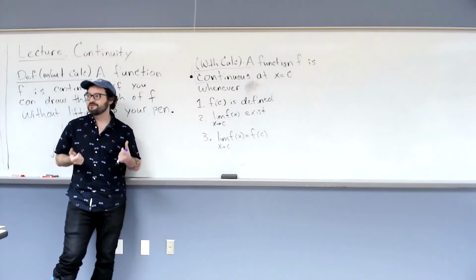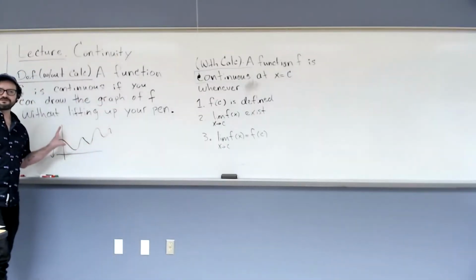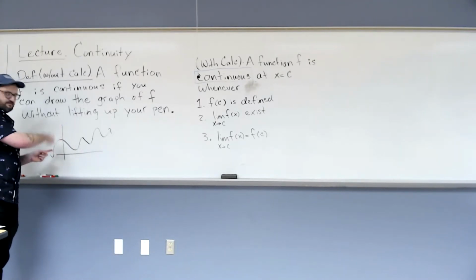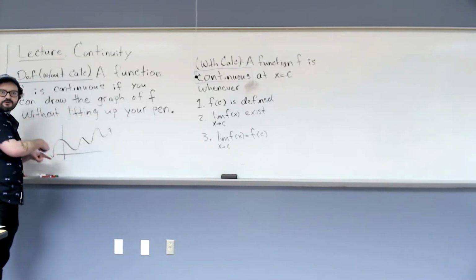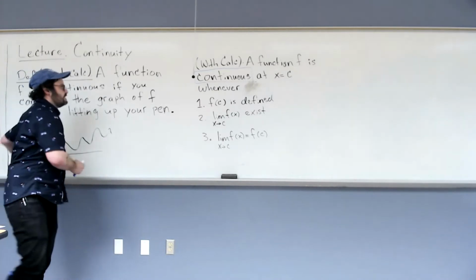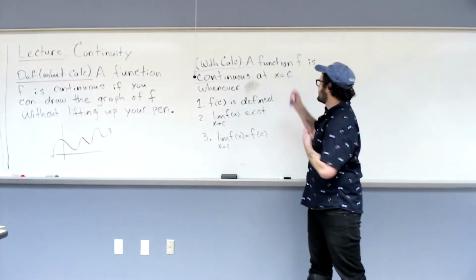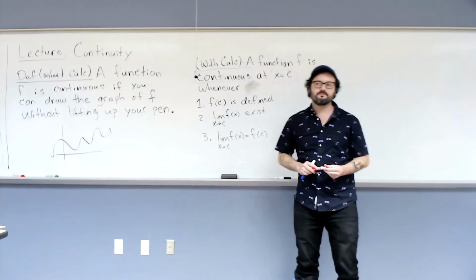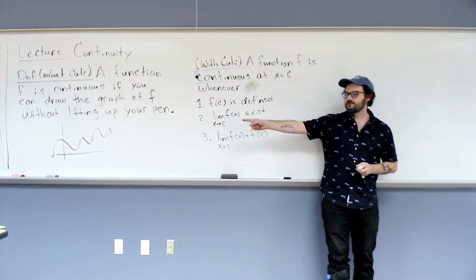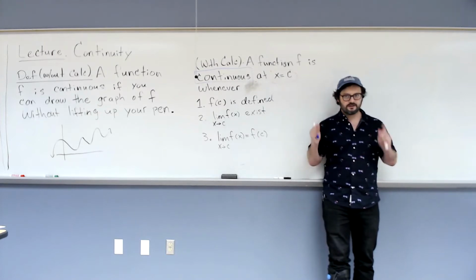Now notice that there is a difference between this definition of continuity and this definition of continuity. The main difference is that this one is kind of looking all over the place. It's like drawing the graph over some interval. Whereas this definition is saying a function is continuous at a point. That's a very big distinction. That's over some interval, this is at a point. So continuity is defined at a point.